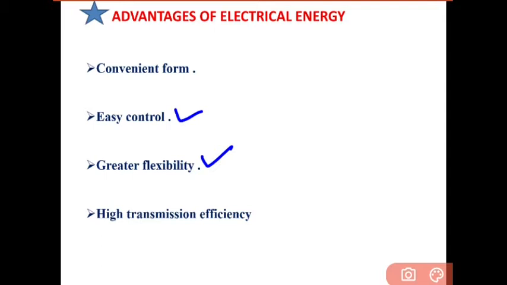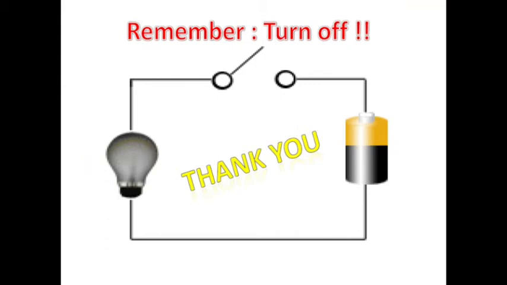It has greater flexibility and high transmission efficiency, because we can transmit this electrical energy from one place to another place where we want to use this electric power. We can easily transmit through the transmission line with the help of different equipments. So students, I hope you understood very well the basics of electrical engineering. And at the end, I would like to say that whenever you don't use electric current or electrical energy, please turn off the switches of the electrical equipment so we can save electrical energy.